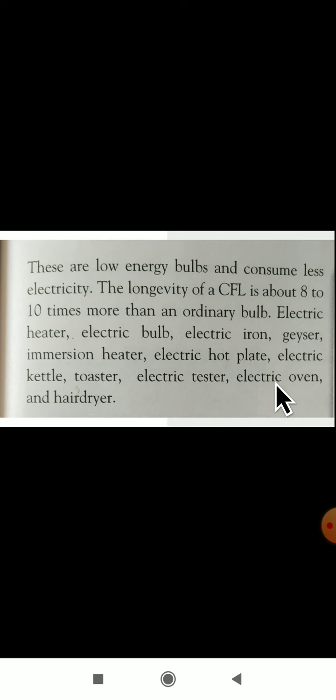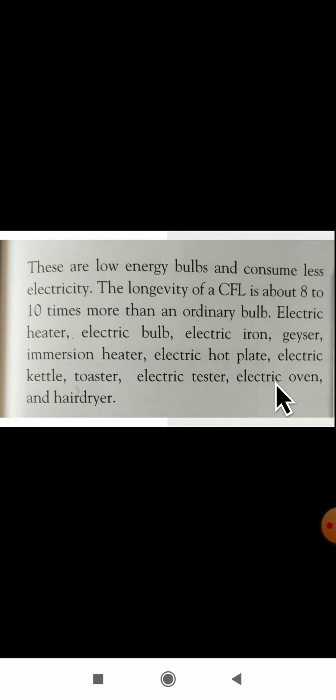If you use a bulb continuously, it will have high voltage and it will consume more energy. Electric energy is wasted more there, but in a tube light it is not like that. The longevity of a CFL is about 8 to 10 times more than the ordinary bulb.